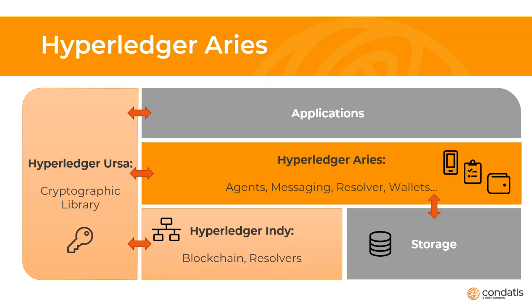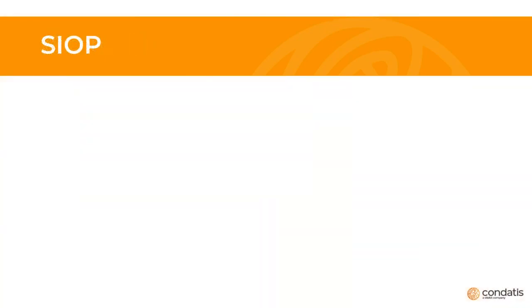I will now hand over to Richard to introduce the second protocol stack and dive a bit deeper into the interoperability. Thanks, Miko, for talking us through the standards in more detail and taking us through Hyperledger Aries and where this fits in with decentralized identity. I'd like to show you another approach to decentralized identity now, which is SIOP with OpenID Connect.